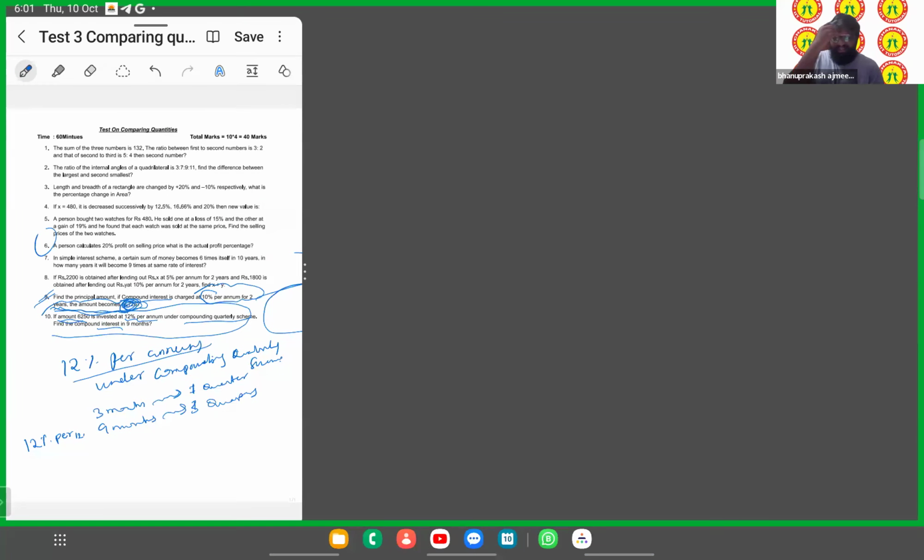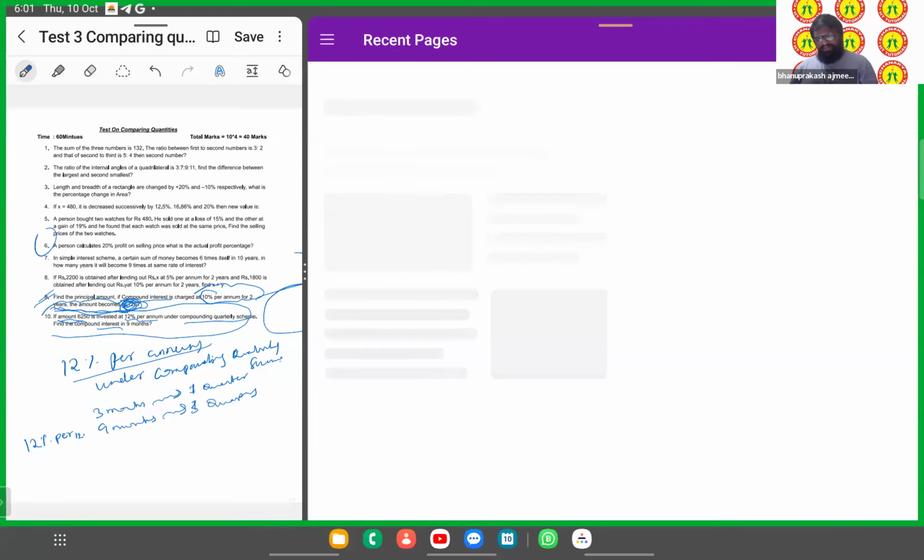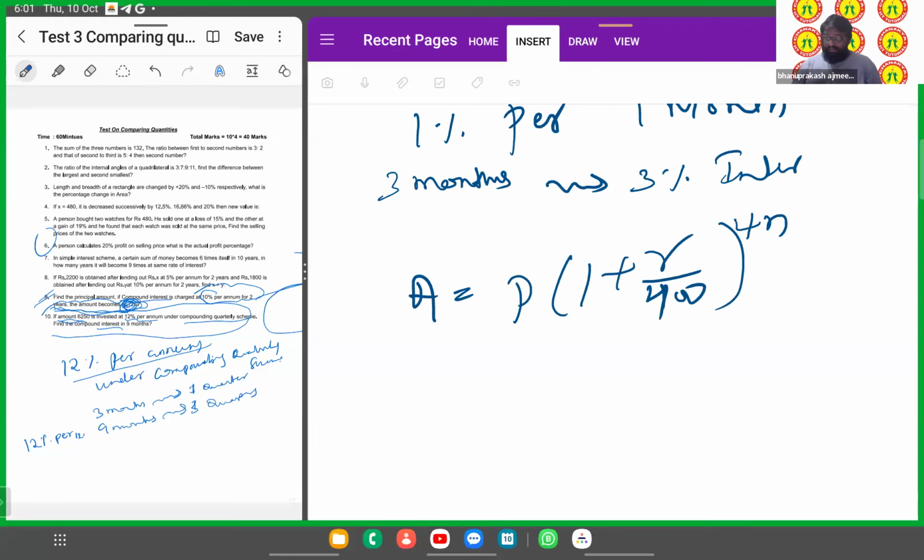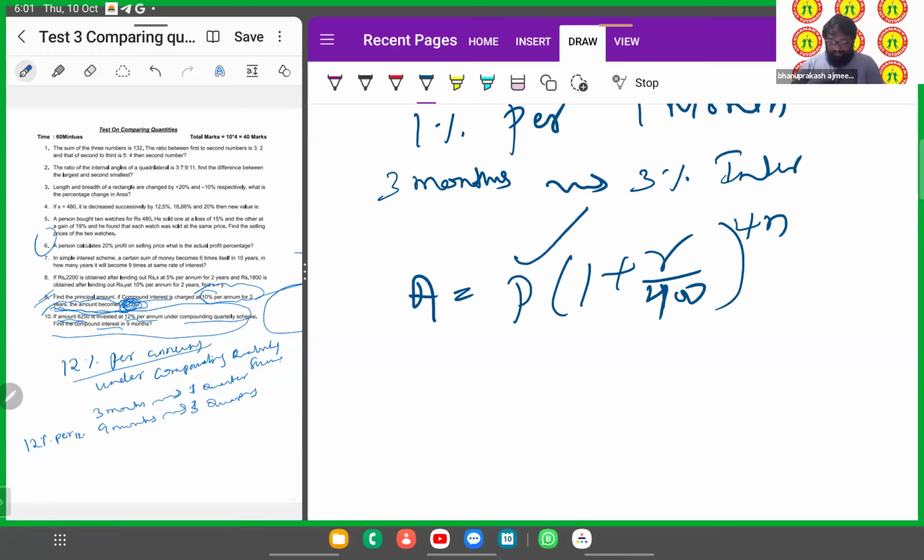So now you have everything. Just substitute and get the answer from that. You know P. What is P? And the compound interest is to be found. You know the amount, you know the interest rate, you know what N is. You need to find out the compound interest. Please do it.